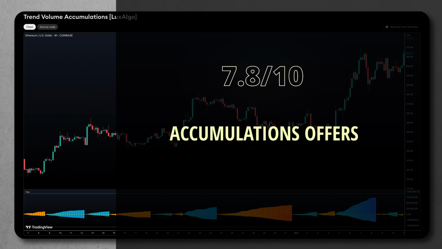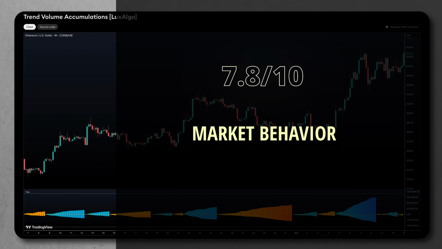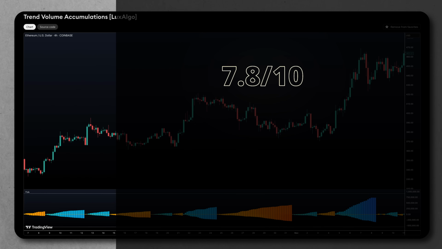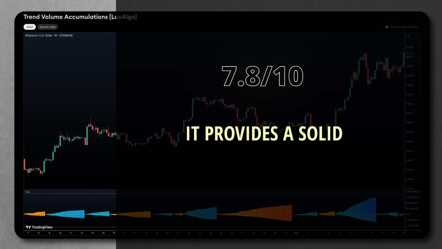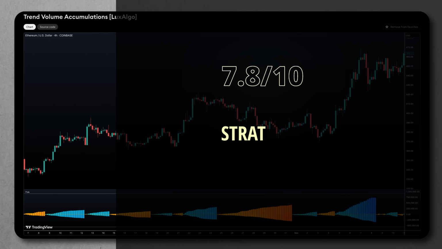Trend volume accumulations offers a nuanced view of market behavior through historical volume patterns, especially in trending markets. While not a standalone system, it provides a solid foundation for structure-aware strategies when paired with directional tools or price action confirmation. Its strength lies in clarity, not complexity.